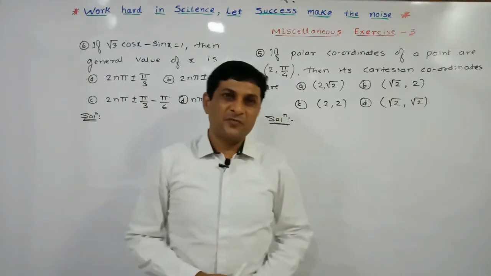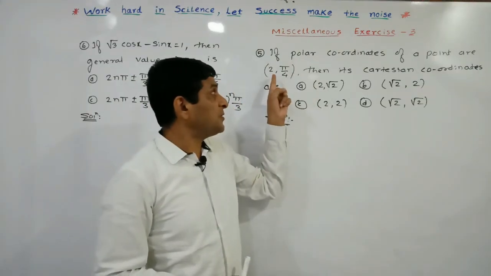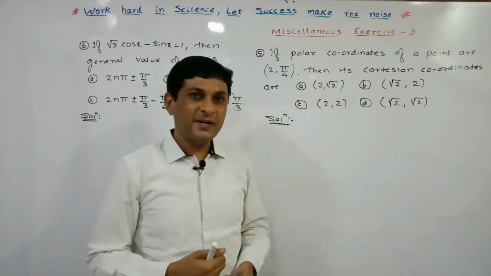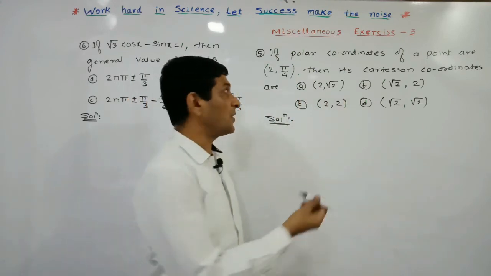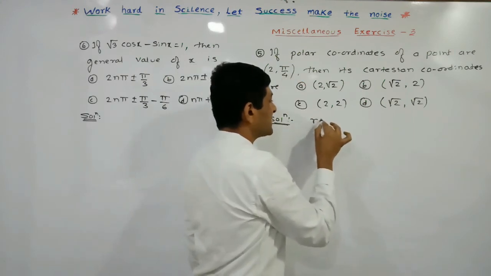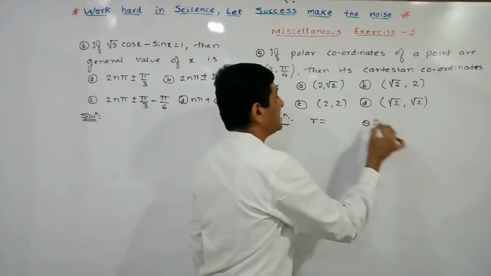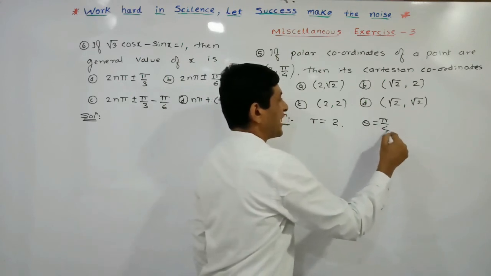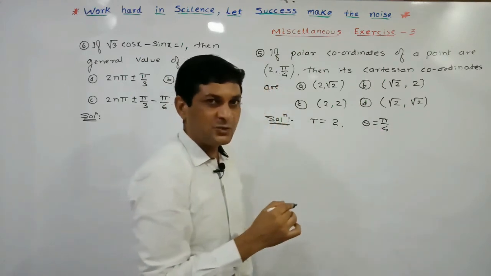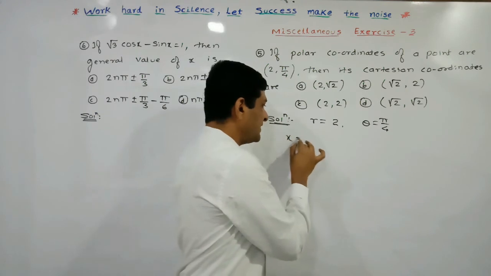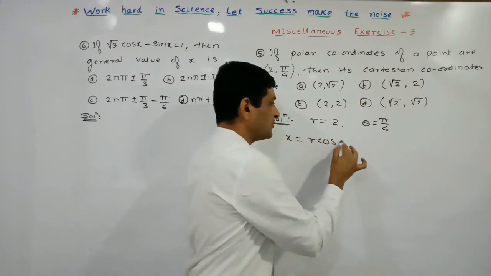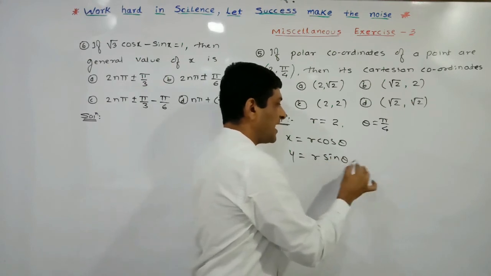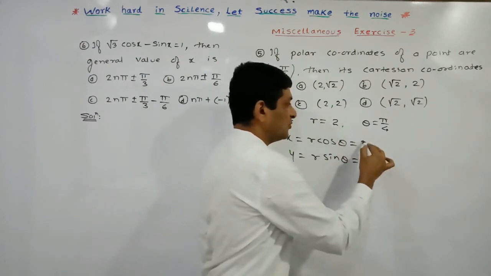See, in question number 5, the polar coordinate of one point is given to us and we have to convert this polar coordinate into Cartesian coordinates. We know that polar coordinates are denoted by r and theta. What is the value of r here? 2, and theta is equal to π/4. Once r and theta are known to us, the x coordinate can be found by applying the formula r cos theta, and the y coordinate by applying the formula r sin theta. r is 2.